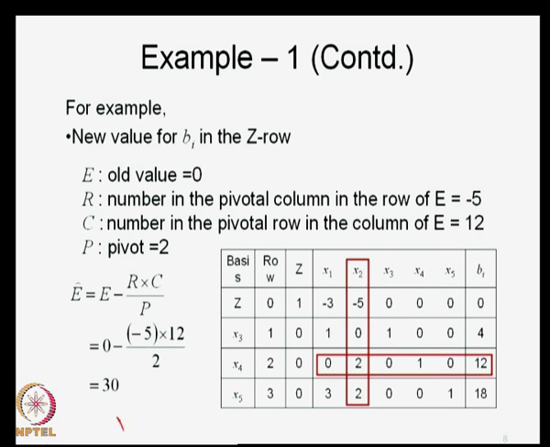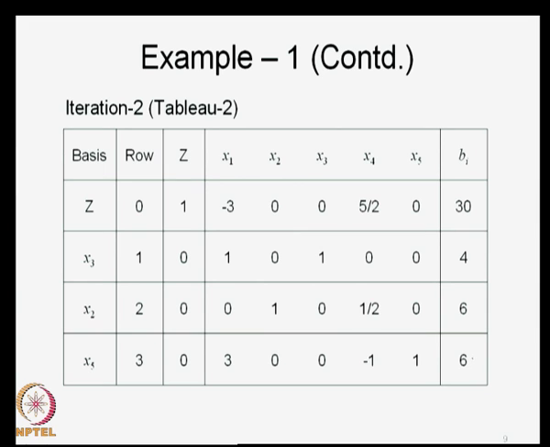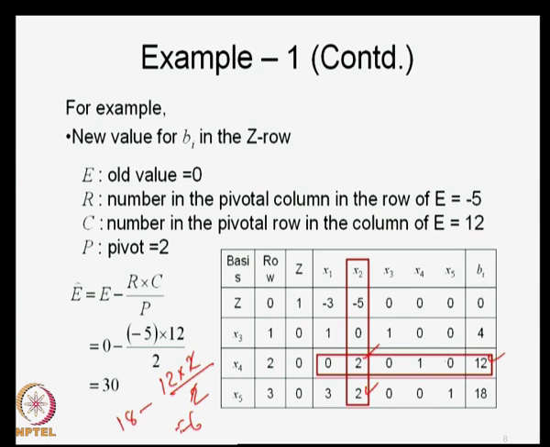So, 18 minus this 12 into 2, this 12 divided by this 2, that is a pivotal element. So, this will be 6. So, this 18 gets converted as 6. Like this, you write all the elements. So, this is what we do.